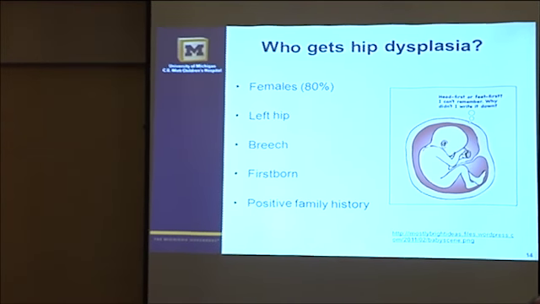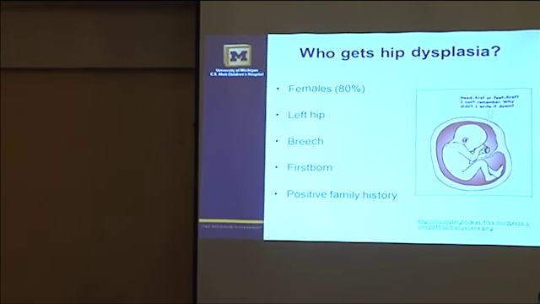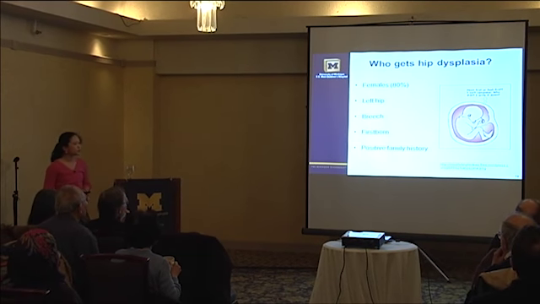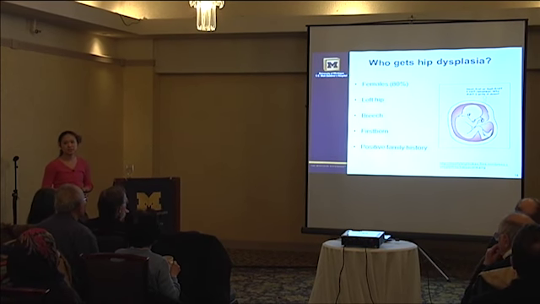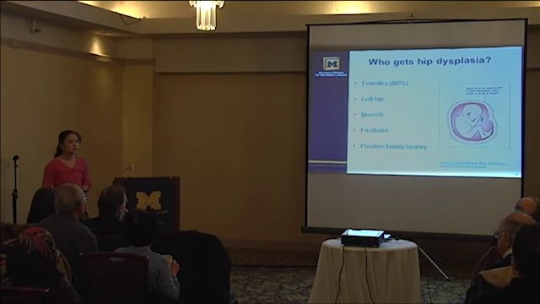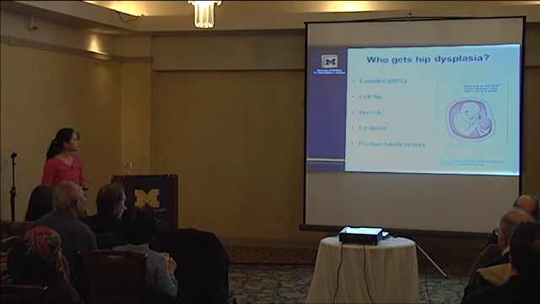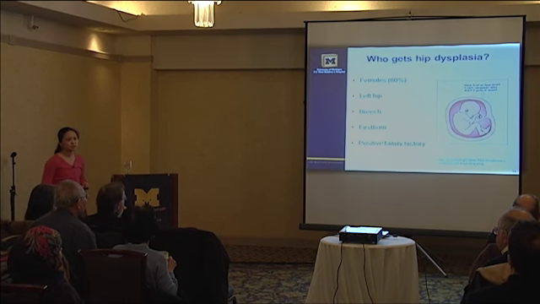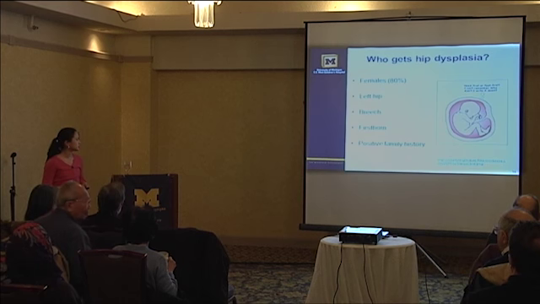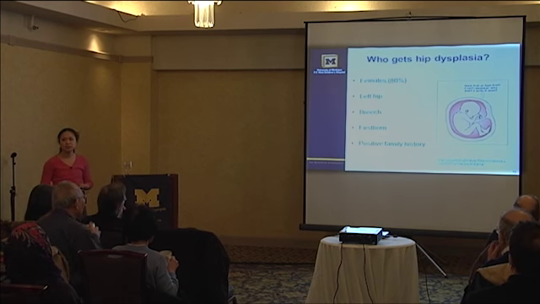Who gets hip dysplasia? Females are more commonly affected. 80% of patients with hip dysplasia are female. The left hip is also more commonly affected, most likely secondary to the most common position of the baby inside the uterus. Breech positioning is a major risk factor. Being a firstborn baby is also a risk factor secondary to a tighter and unstretched uterus. And lastly, a positive family history is also a risk factor for hip dysplasia.